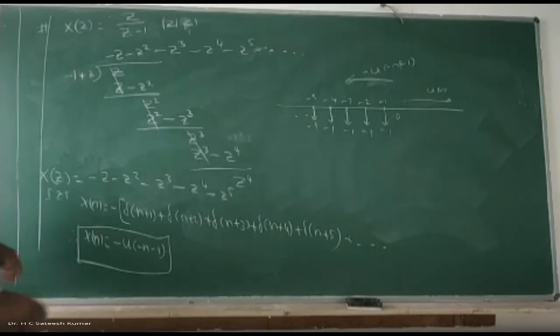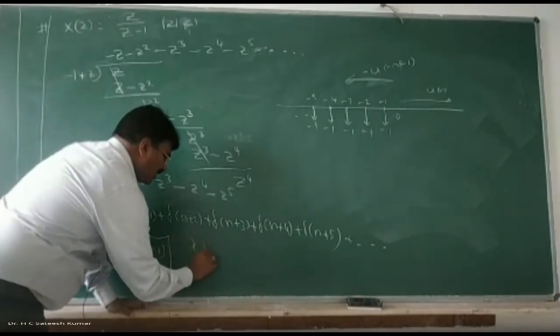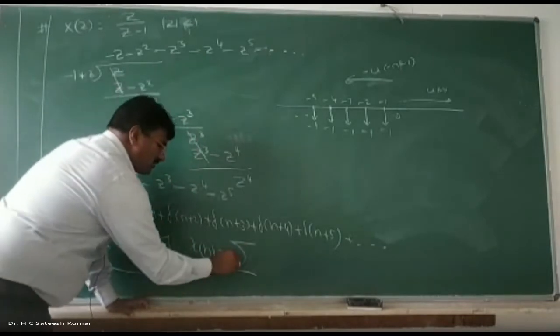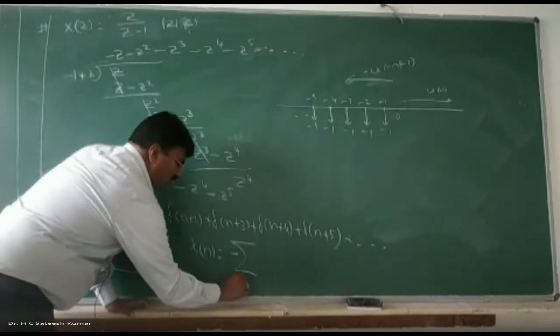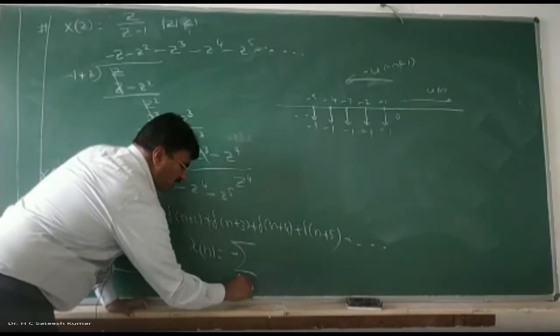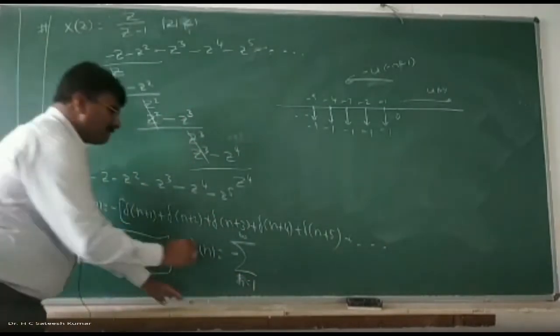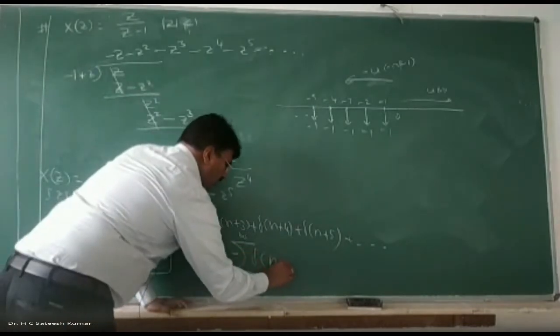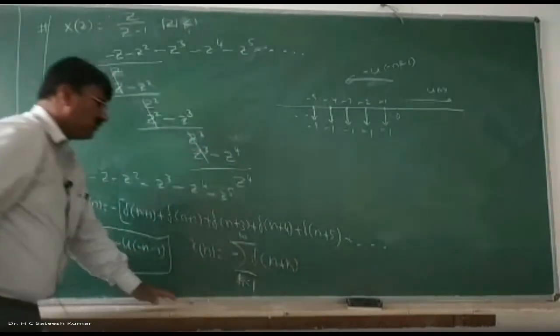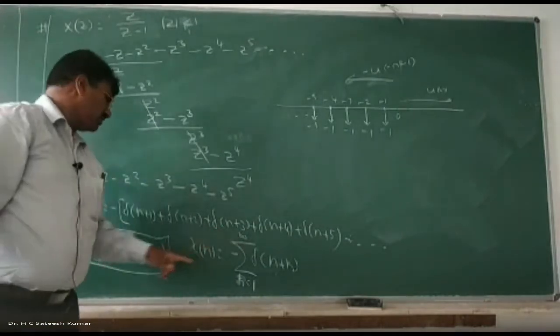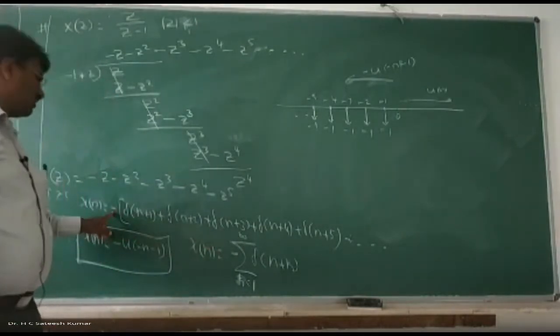In such situations, what you can do is x of n can be written as a summation, adding all of them. Negative sign is there. k varies from 1 to infinity, delta of n plus k. That's it. What do we have? k is equal to 1 means delta of n plus 1 with negative sign.